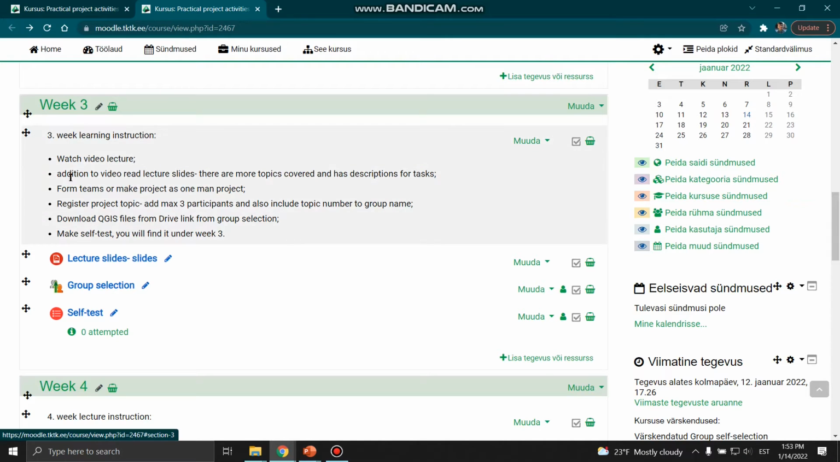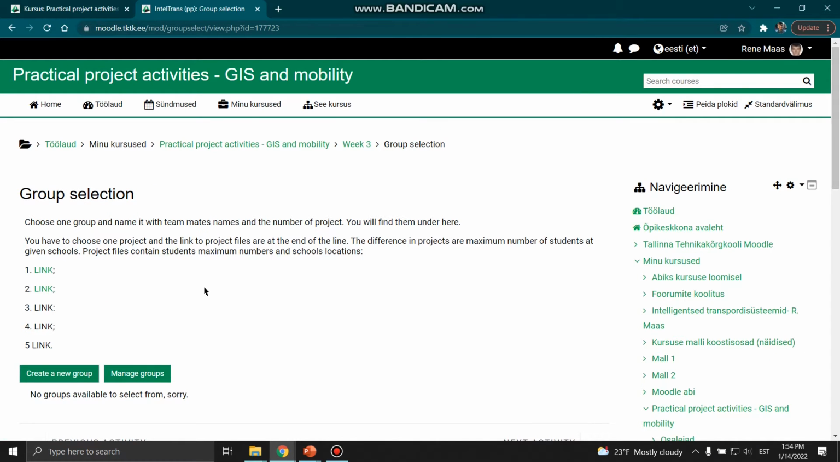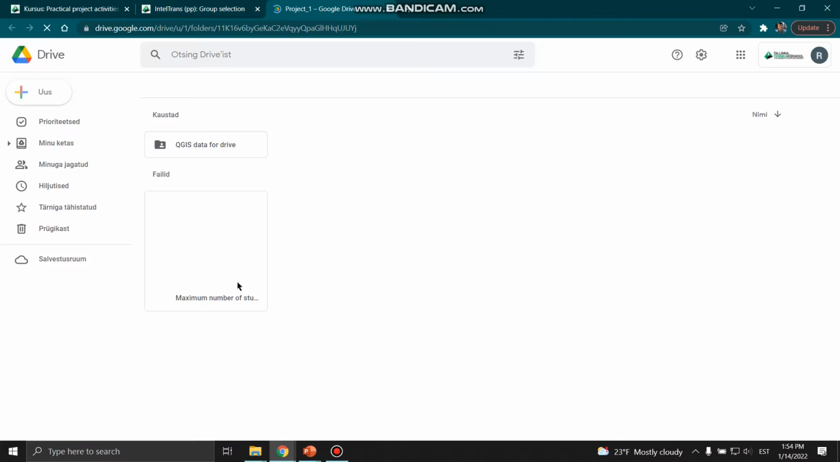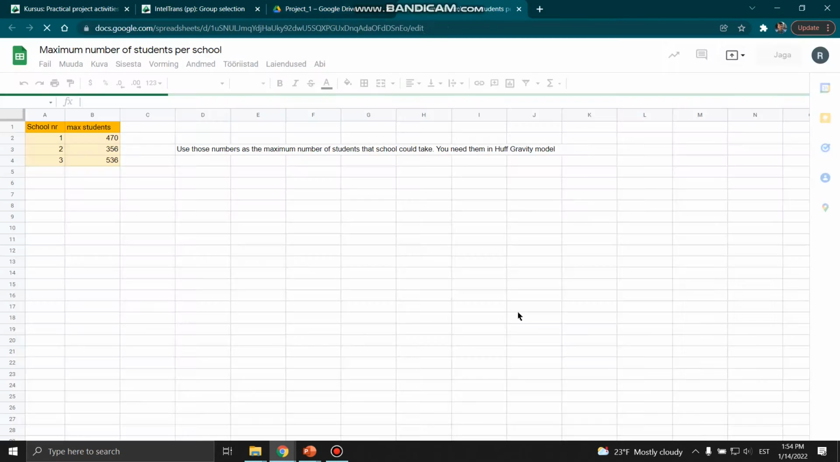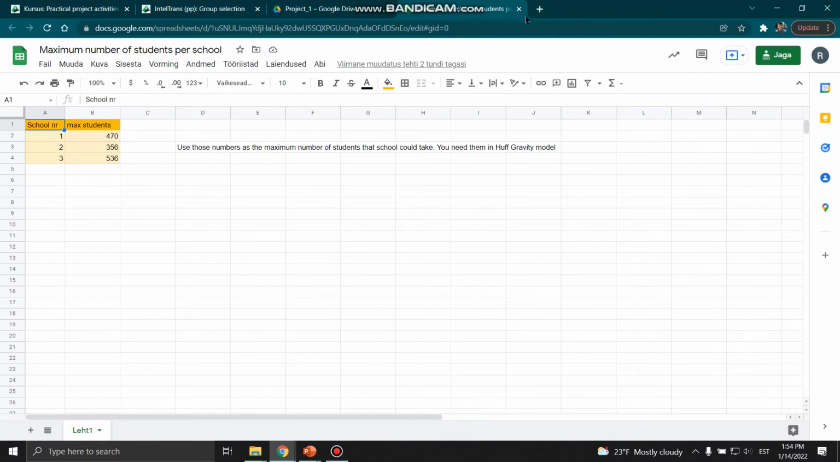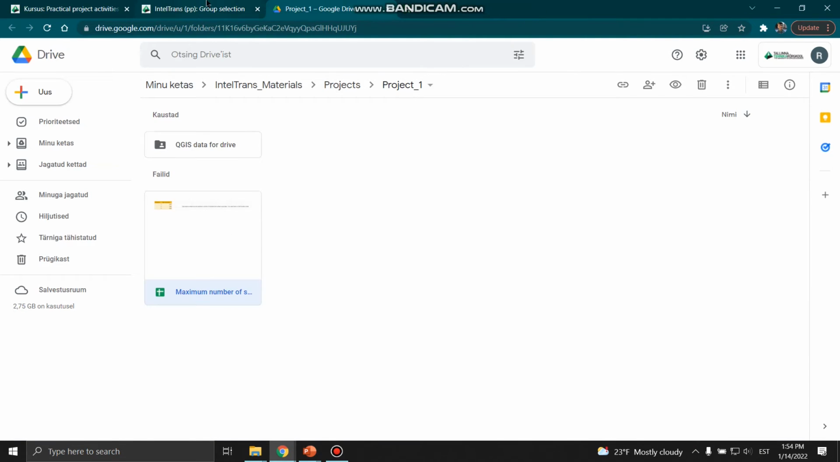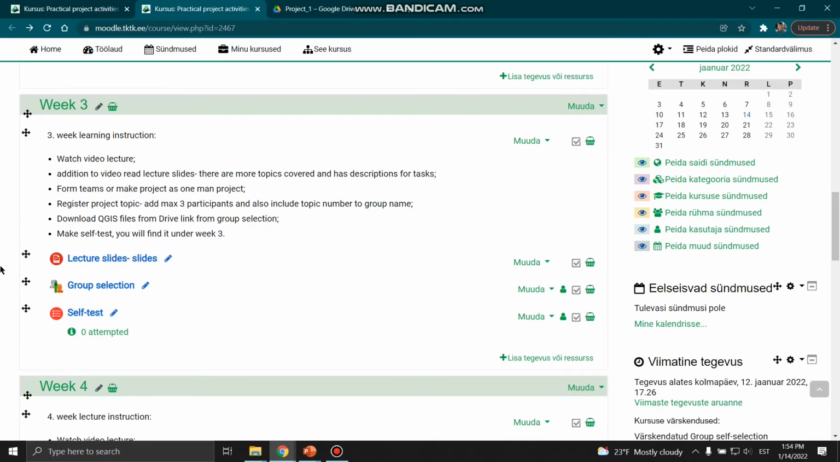In week 3, you see there is a group selection. Over here you have to choose one project, and all those projects are a little bit different, and they differ in the maximum number of students per school. When I click over here, you see a new drive folder appeared, and you have to download the QGIS data from the drive, and the maximum number of students per school is over here. You have to use them in the Huff gravity model. You don't know exactly at the moment what that is. We will explain it later.